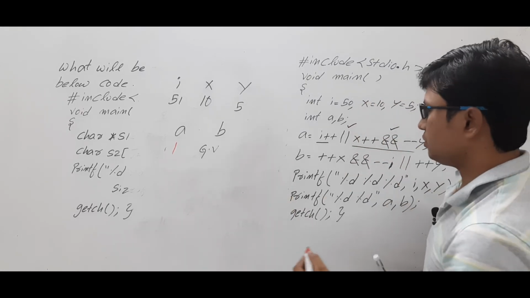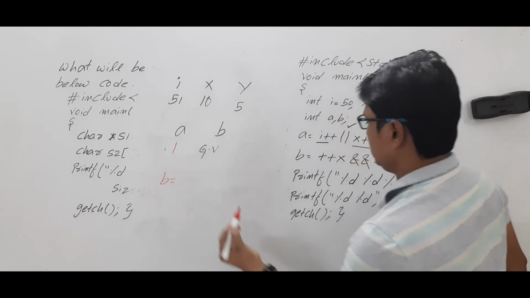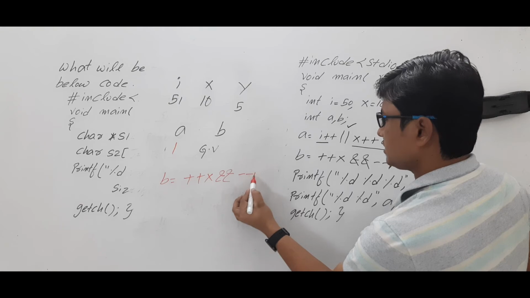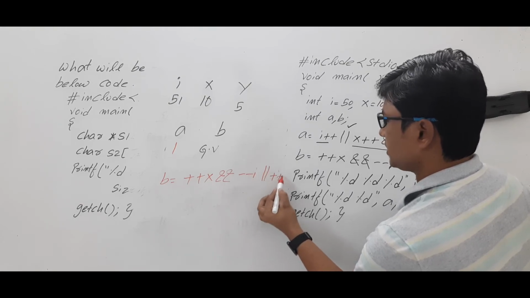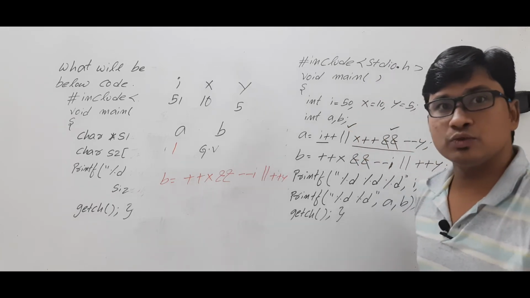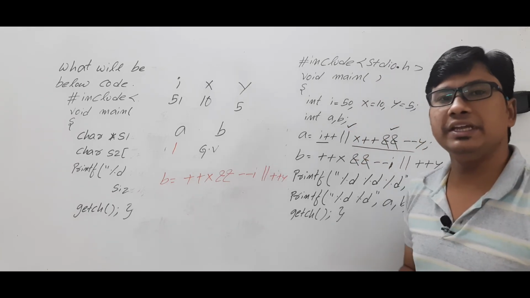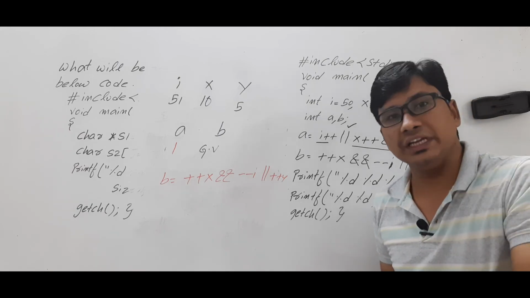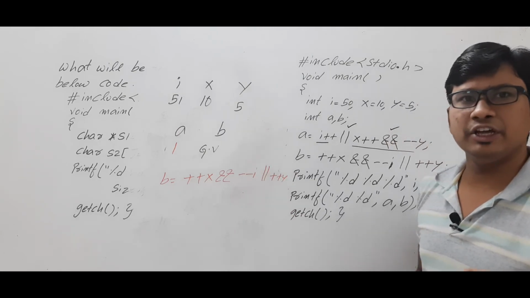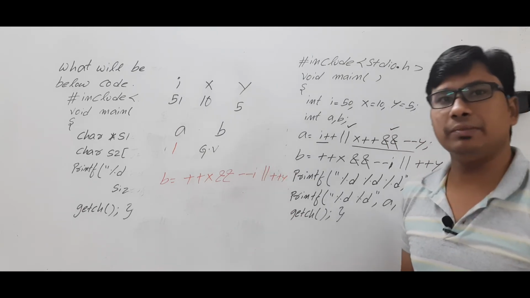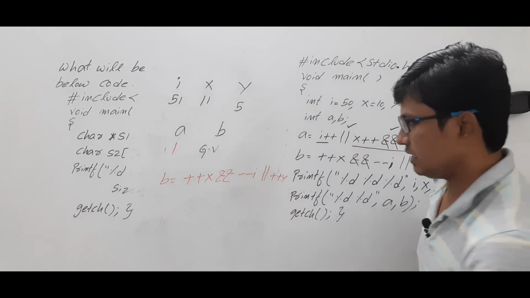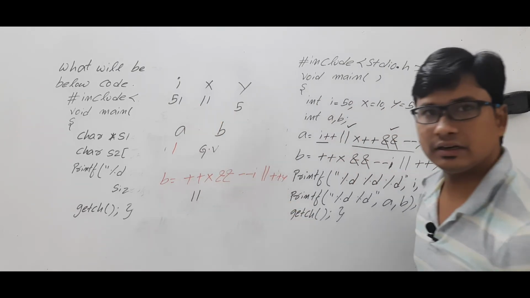b = ++x logical AND --i logical OR ++y. Now if you look at this one, ++x, it is a pre-increment. Pre-increment means first you need to increment, then you need to assign the value. What is the value in the variable x? 10. First you need to increment it by 1, so it will become 11. Then you need to assign. So here you will get 11.